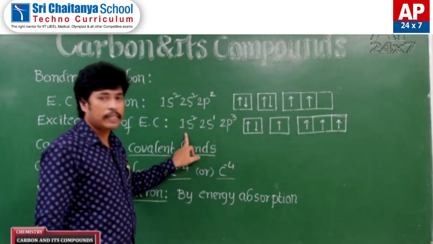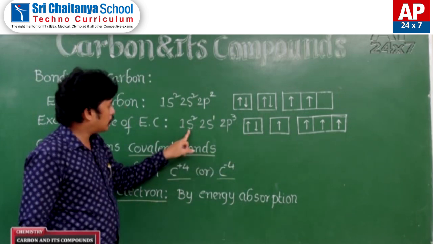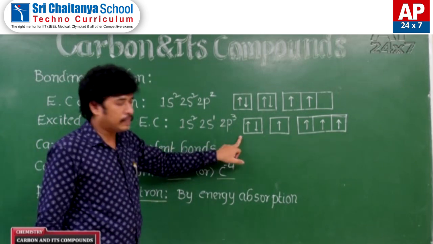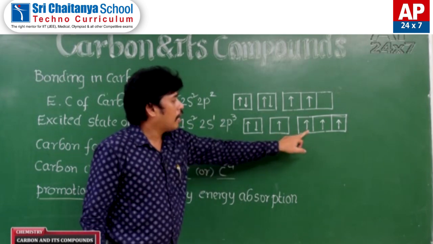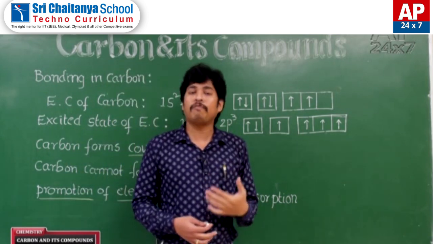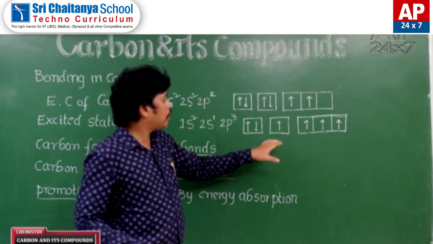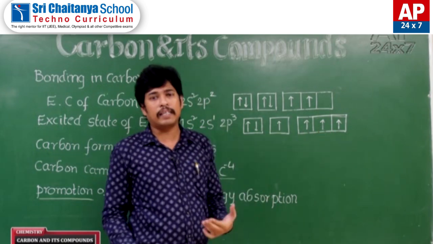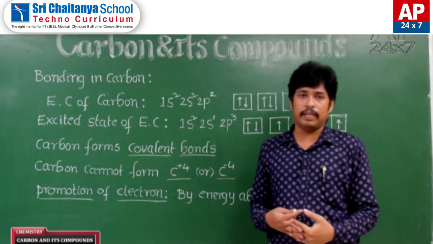So coming to the excited state of carbon, the electronic configuration can be written as 1s2, 2s1 and 2p3, and it can be represented like this. Totally, as per the excited state configuration, how many unpaired electrons can we observe in carbon? Yes, you are right, totally 4 unpaired electrons are present in the valence shell of carbon. So simply we can say that carbon can form 4 different chemical bonds in the elemental form.